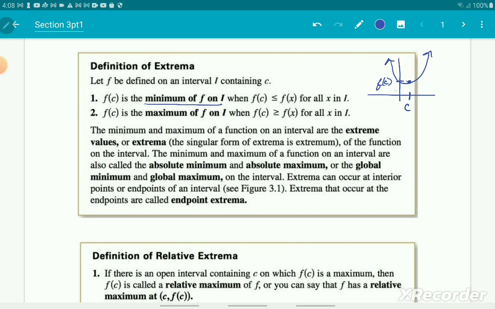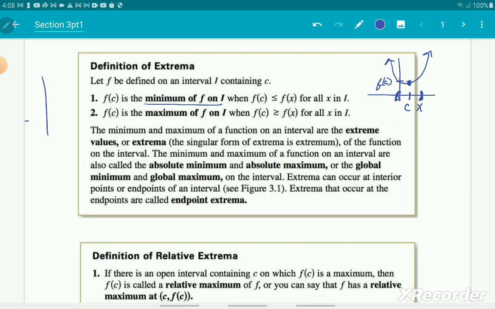So we could talk about the interval here from 0 to this point. I'll just call it x. So in this interval, you can see that that y value would be smaller than anything else, and that's why it's called a minimum value. So likewise, let's talk about maximum. F of c is the maximum of f on the interval I when f of c is greater than or equal to f of x for all x in I.